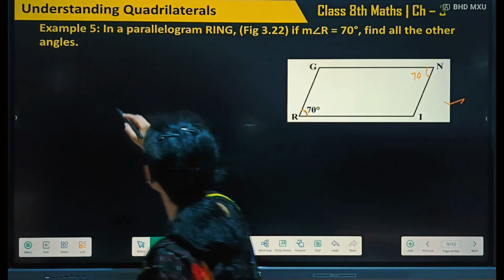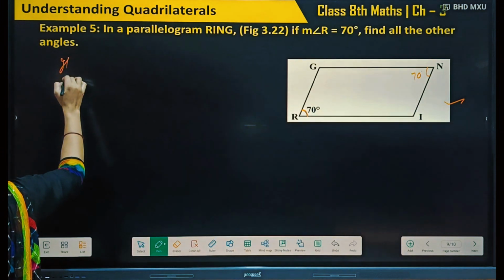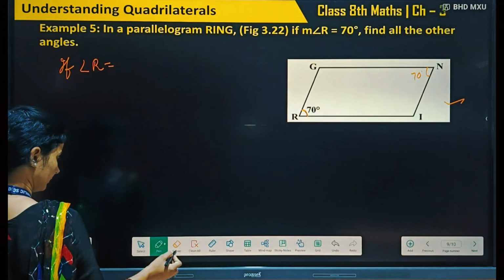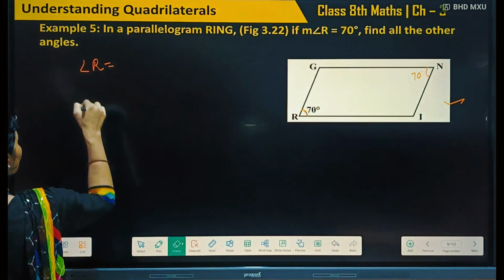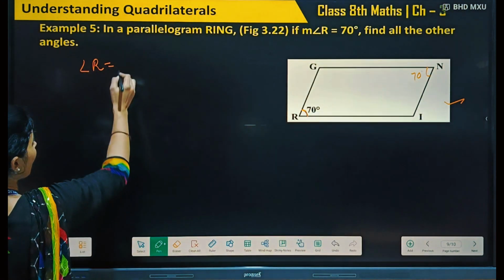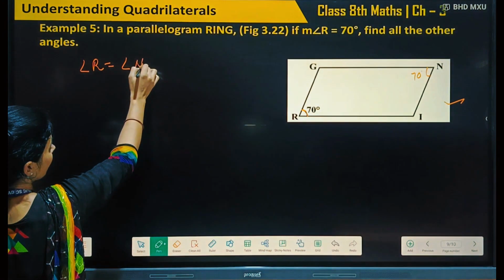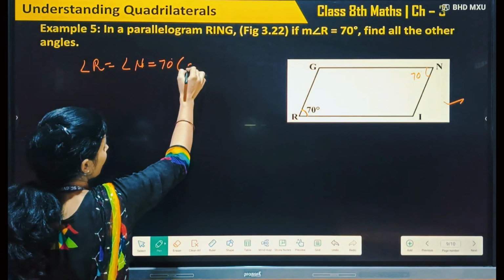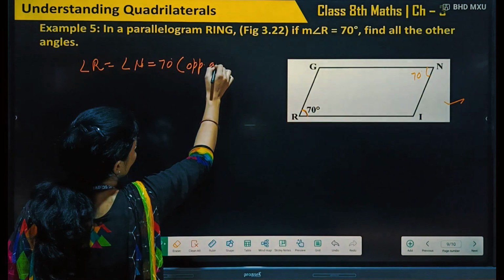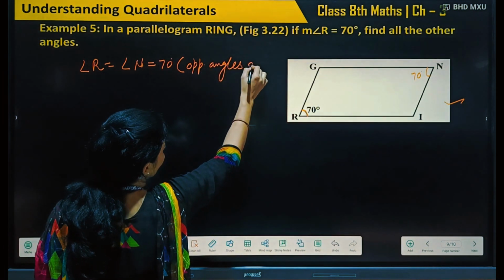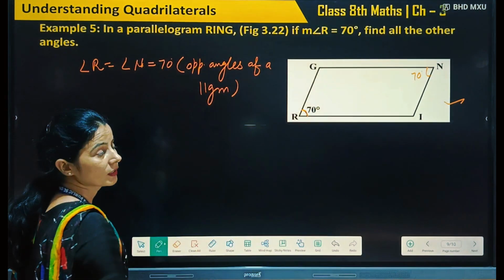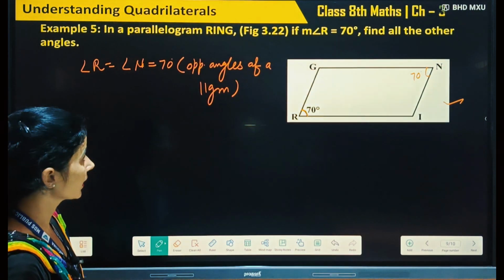You will write, if angle R is 70 degree, angle R equals angle N and both equal 70 degree. The reason is opposite angles of a parallelogram are equal.